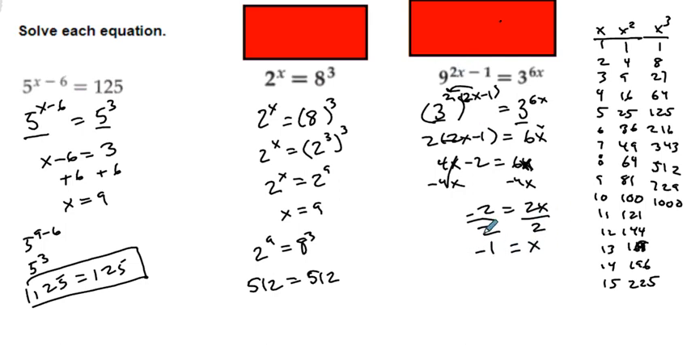So let's put that in and see what we get. So we have, and I'm going to have to put in the whole thing now, right? 9 to the 2 times negative 1 minus 1. Is that equal to 3 to the 6 times negative 1? So this is 3 to the negative 6 power, all right? And then this is 9, so this would be negative 2 minus 1, so negative 3. 9 to the negative 3rd power.